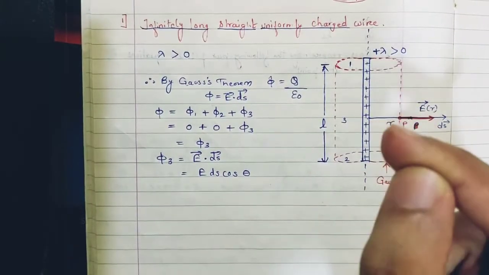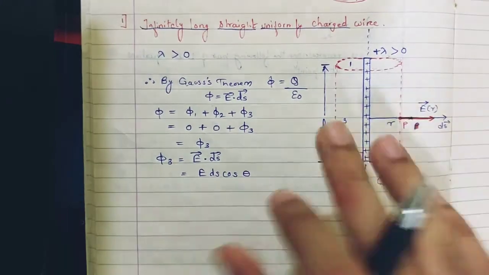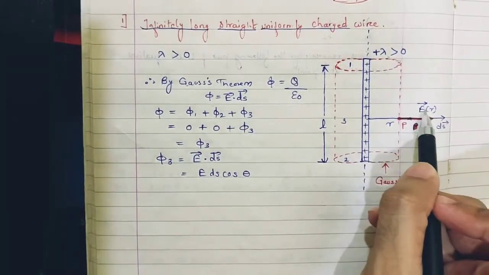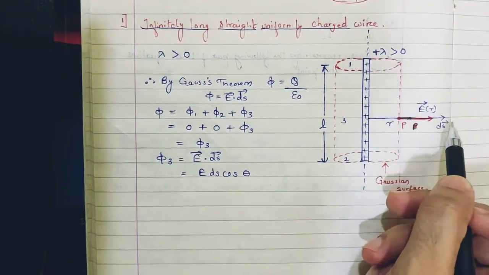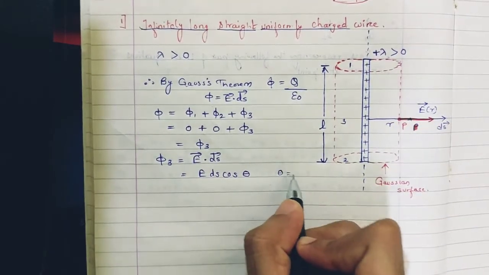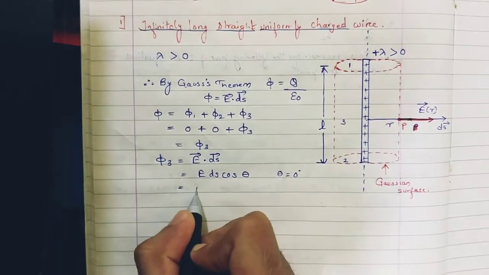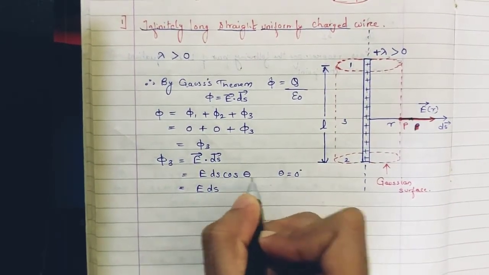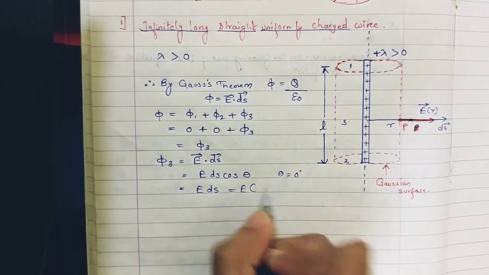So at any point on that curved surface area, the area vector will be normal to that surface, outwards. So the direction of the electric field and the direction of the area vector are going to be the same. So theta is going to be 0 in this case. Now it is going to be E delta S cos 0, which is 1. So now what is E times delta S going to be?